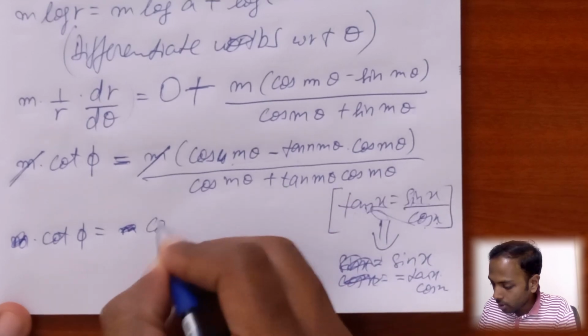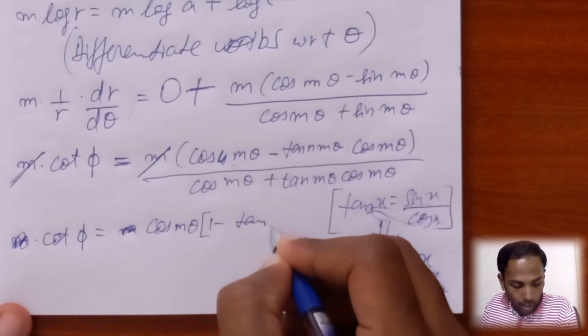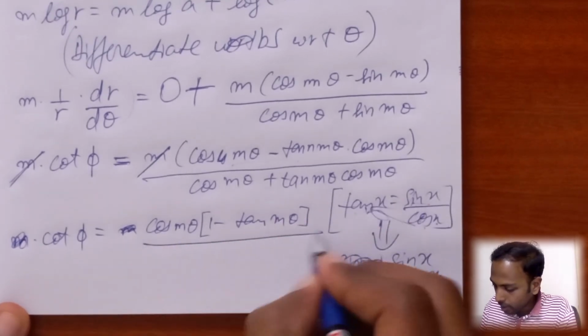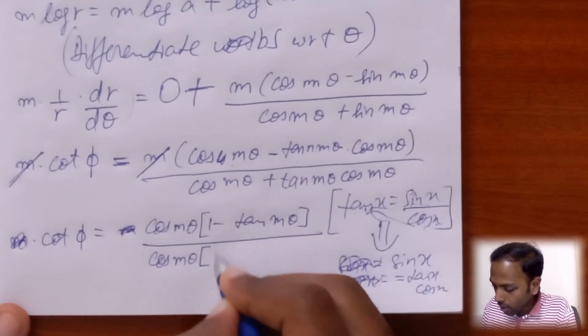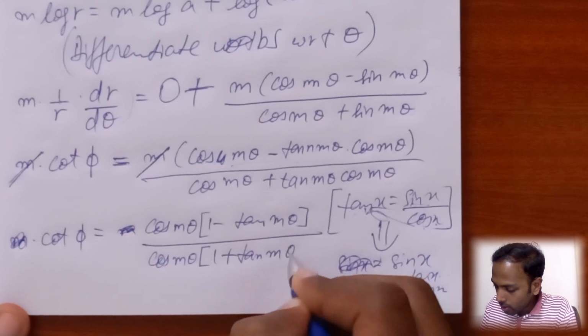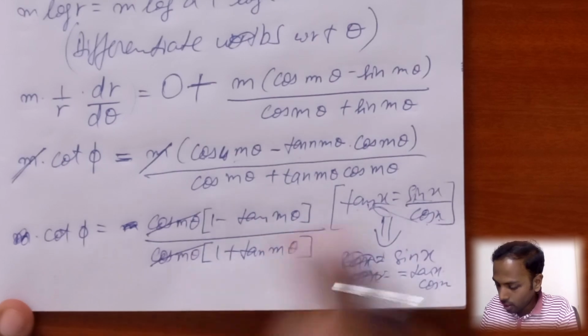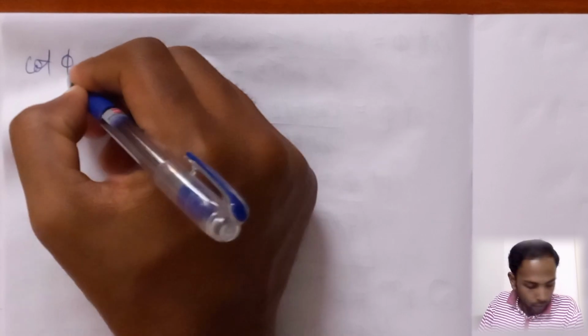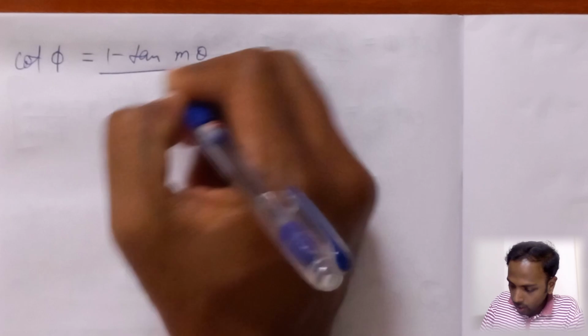Both the terms have cos m theta. So cos m theta is common, and inside it will be 1 minus tan m theta. Again, cos m theta was common, so I'll take cos m theta common, and inside there is 1 plus tan m theta. Now cos m theta will get cancelled, and what will remain is cot phi is equal to 1 minus tan m theta over 1 plus tan m theta.